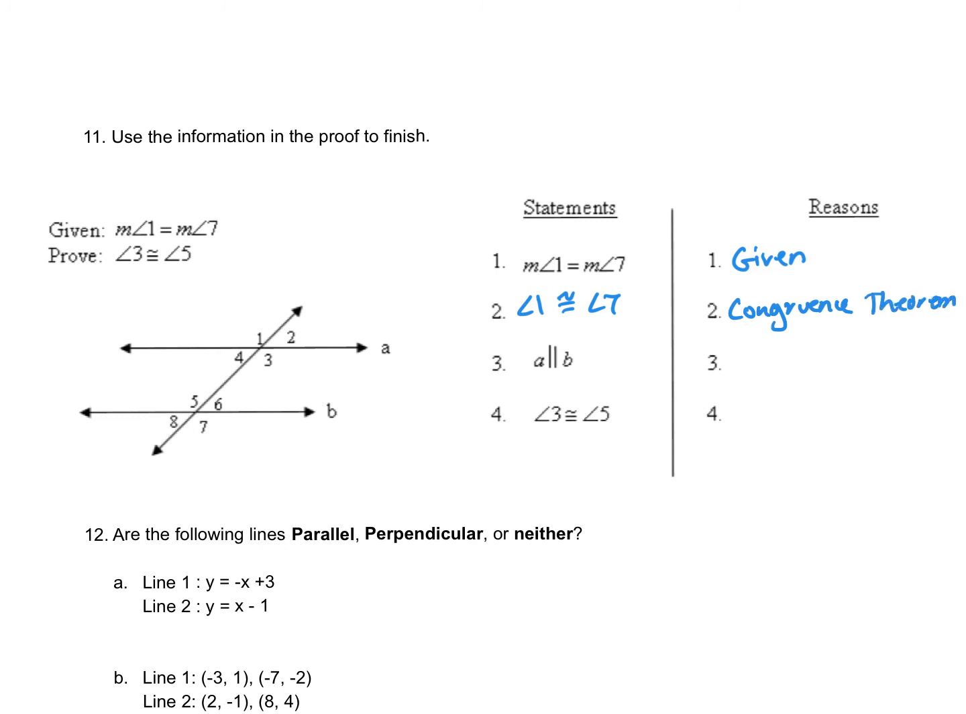Number 3, A is parallel to B. So 1 and 7, these are alternate exterior angles to each other. So to prove parallel lines, we use alternate exterior converse. Keyword is converse. We need to use that word. And then last one, number 4, 3 is then congruent to 5 because we proved parallel lines. Well, 3 and 5, if you look at the diagram, they are alternate interior of each other. So that's why they have to be congruent.